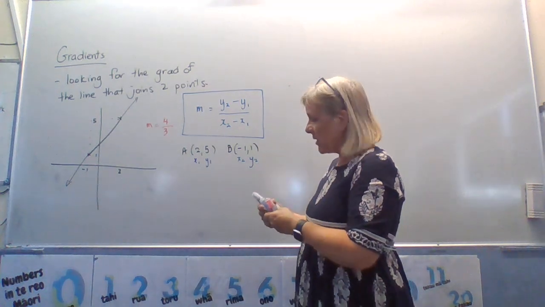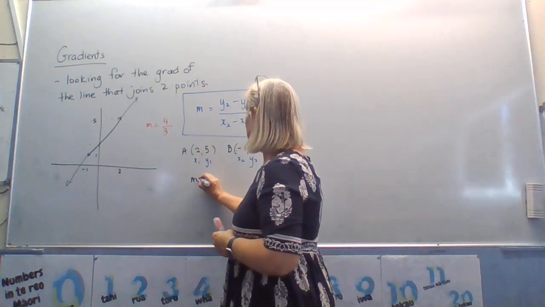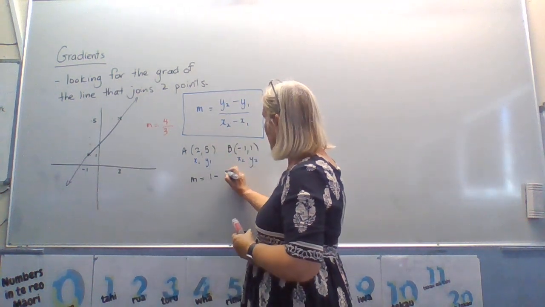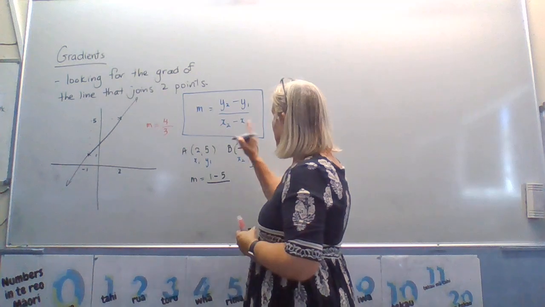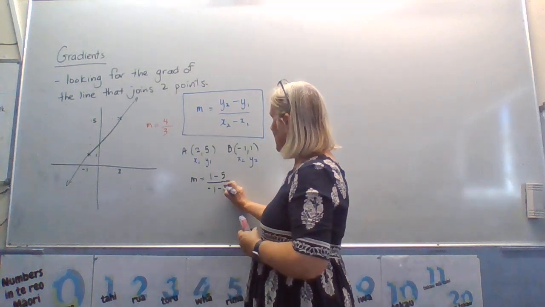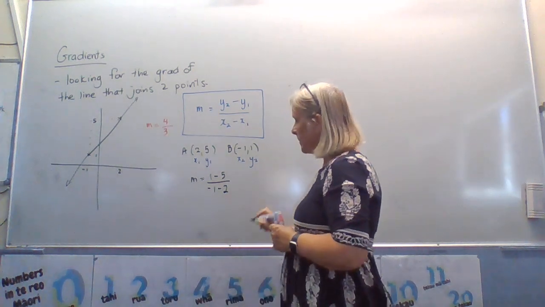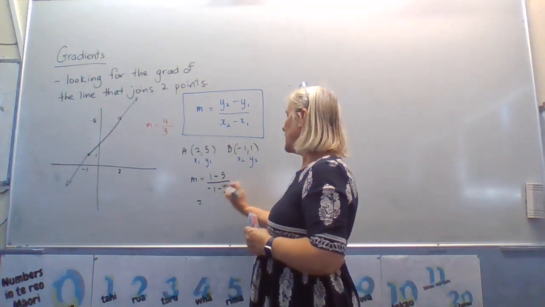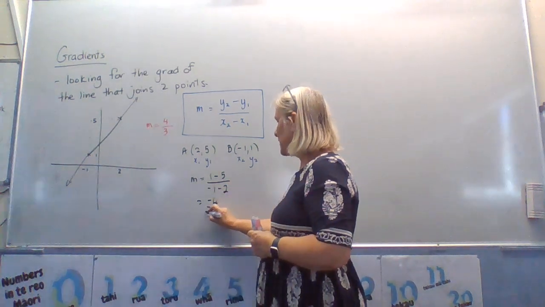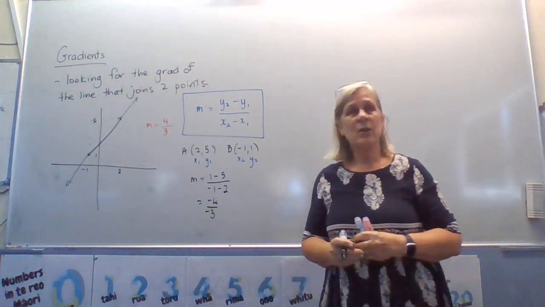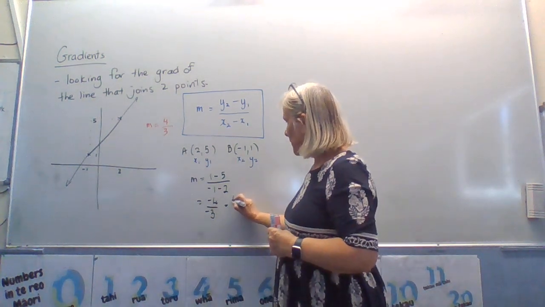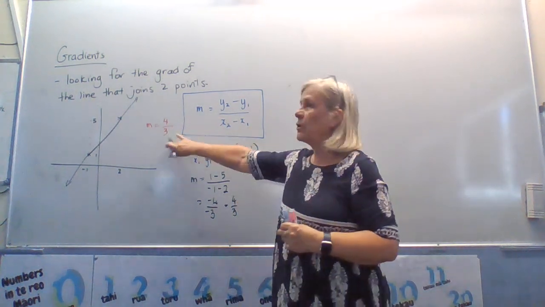So, when we use the formula, what do we get? M equals y2, 1, minus y1, 5, over x2, -1, minus x1 is 2. That's 1 minus 5 is -4. -1 take away 2 is -3. But I just said we don't have negatives on the top and the bottom. We cancel them out. So it's 4 over 3, which we already knew because we counted it.